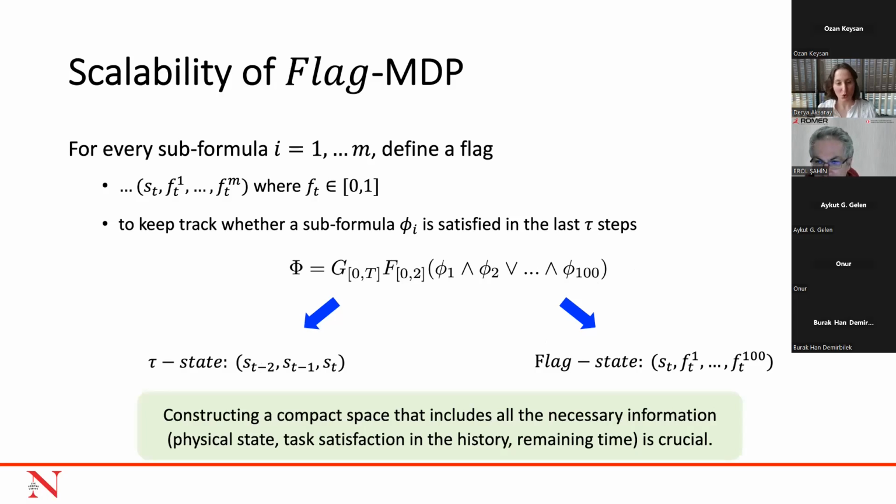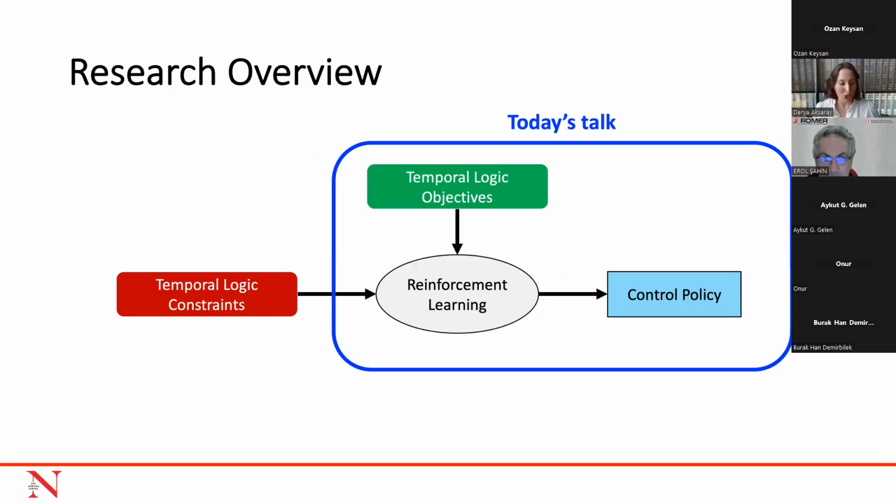So this shows that constructing a compact space that includes all the necessary information is very, very crucial for RL problems. And today I just showed you 2 approaches. One has some benefits in some cases, the other one has other benefits in some cases, but those techniques do not solve the ultimate problem. Maybe one can come up with another idea which can behave better than these in some scenarios. So overall, in today's talk, I showed how we can formulate these RL problems in the case of temporal logic objectives so that we can find these control policies.